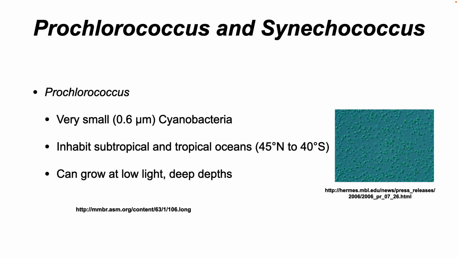Cyanobacteria are also represented in the oceans, with Prochlorococcus and Synechococcus serving as important primary producers. Prochlorococcus are very small cyanobacteria, about 0.6 micrometers, and you can see a phase microscope micrograph of them, right? And they inhabit subtropical and tropical oceans. They specialize at growing at very low light concentrations and can grow to deep depths.